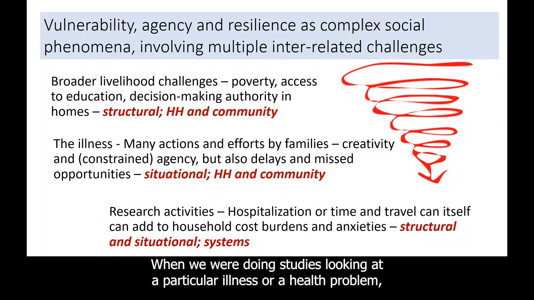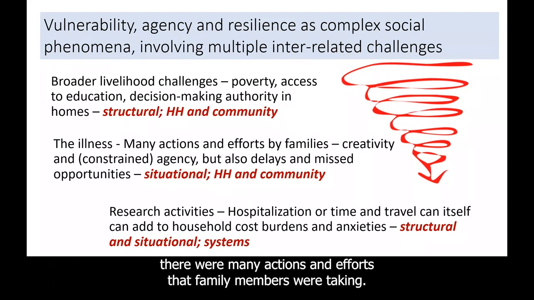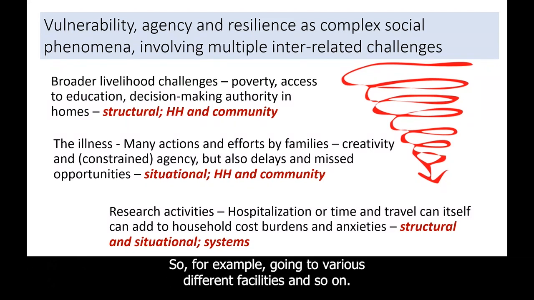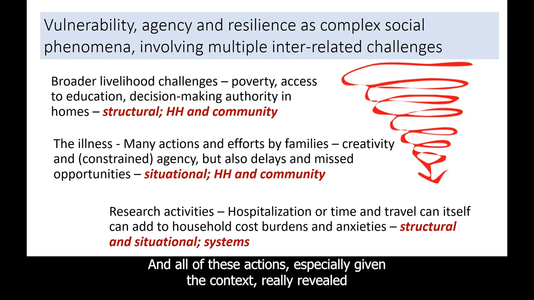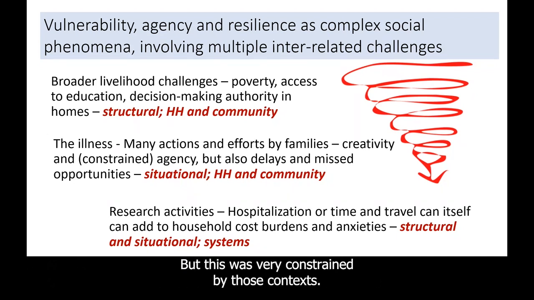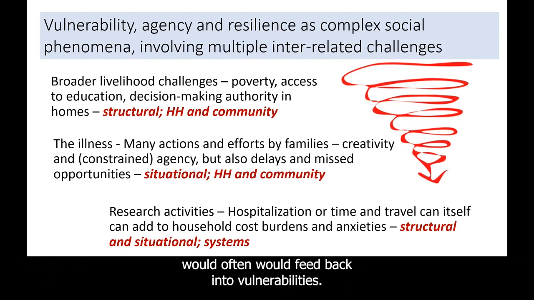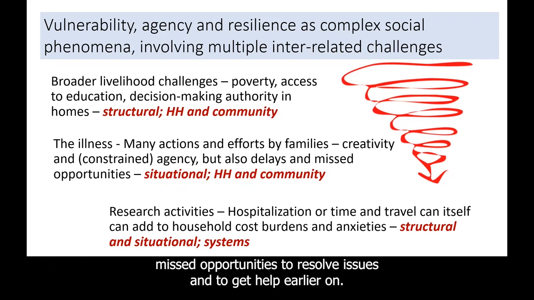When we were doing studies looking at a particular illness or a health problem, we found that in these contexts, there were many actions and efforts that family members were taking. So, for example, going to various different facilities and so on. And all of these actions, especially given the context, really revealed creativity in individuals and families and agency, but this was very constrained by those contexts. And often these acts of agency would feed back into vulnerabilities, for example, by delays in healthcare, costs adding up, missed opportunities to resolve issues and to get help earlier on.